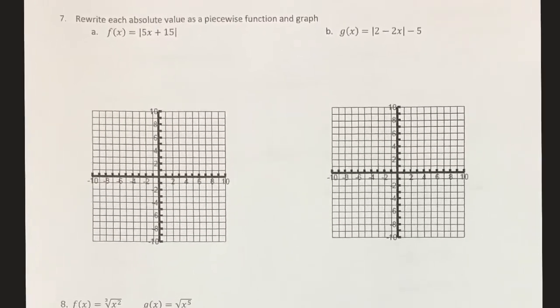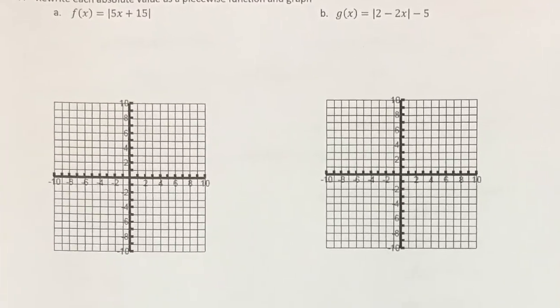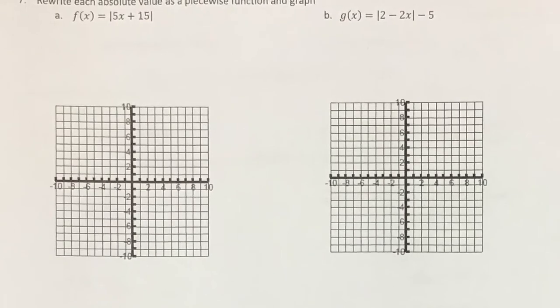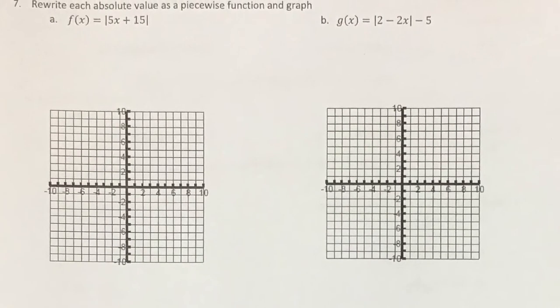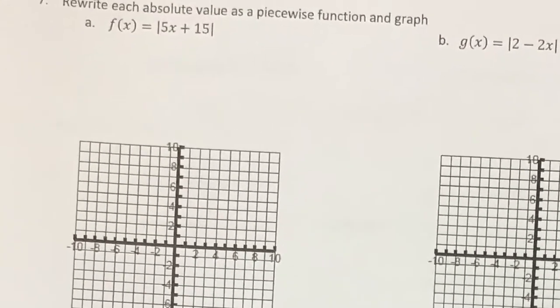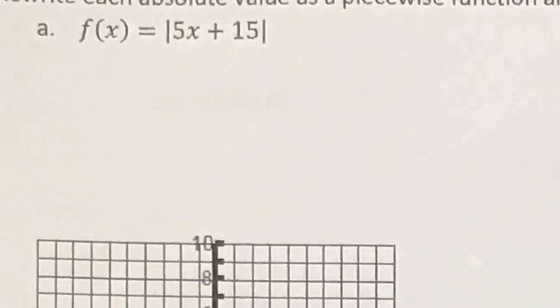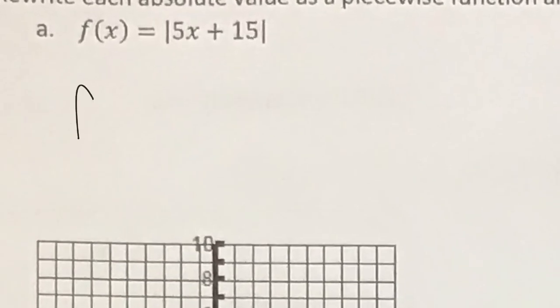Oh, the tricky things. Writing an absolute value as a piecewise of linear functions. Okay, so remember how we need to write this. We need to write f of x equals, and then we have a piecewise function.